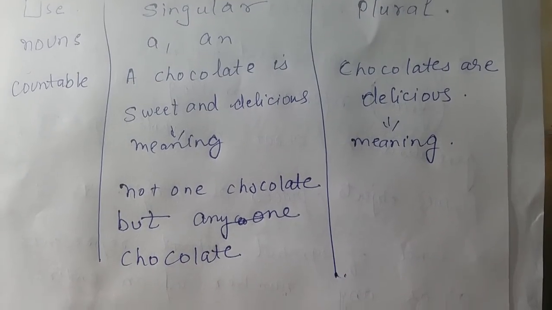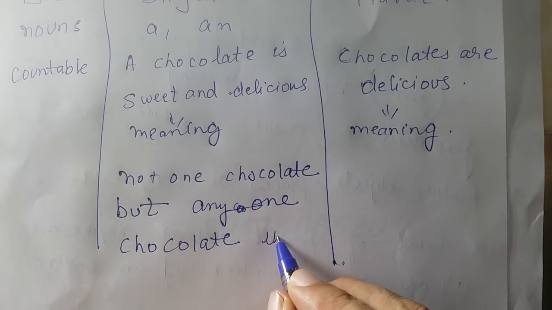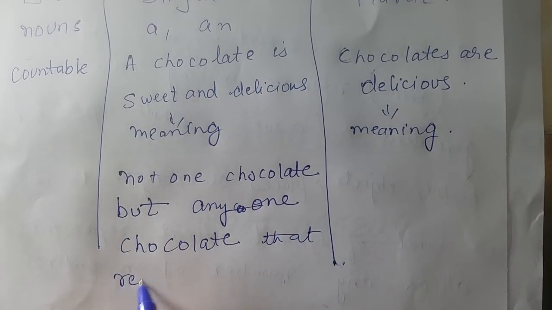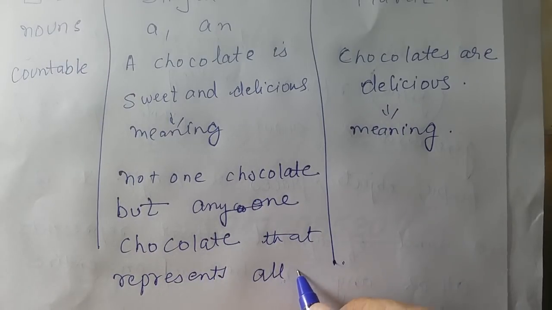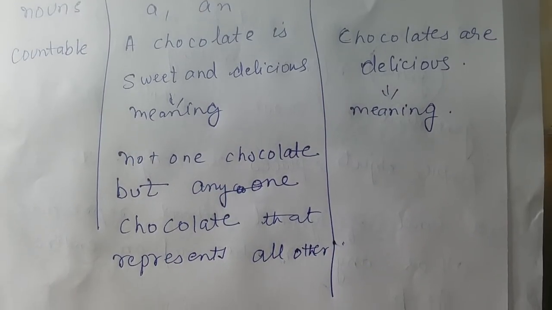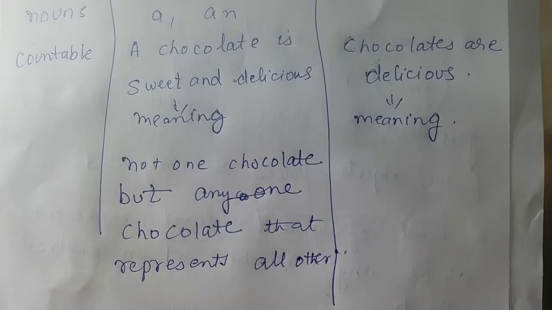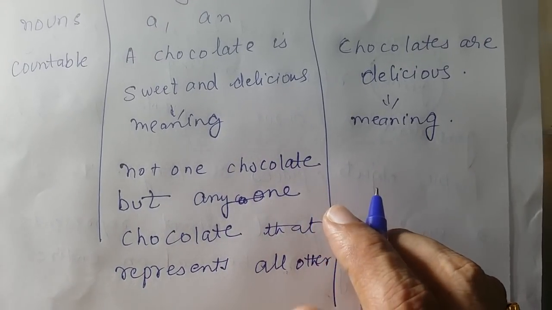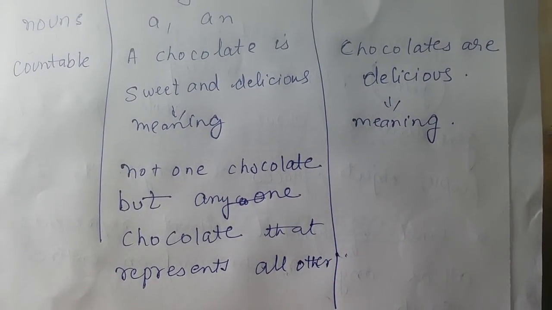So what is it doing here? It represents not only one but any out of many chocolates. That's right. It means a is one chocolate. Next I am going to chocolates are delicious, the meaning.